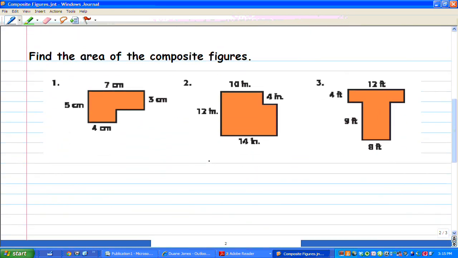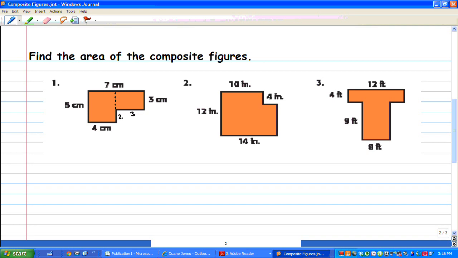Here are some samples. Now, these are not drawn to scale, and I know that drives some of you crazy. I'm sorry. The first one here, there's two ways that we can look at this problem. One, I'm going to break it up like this. If this whole side is 7 and this part is 4, that means this portion here has to be 3. If this whole side is 5, this portion right here is 3 of that 5, that means this has to be 2.